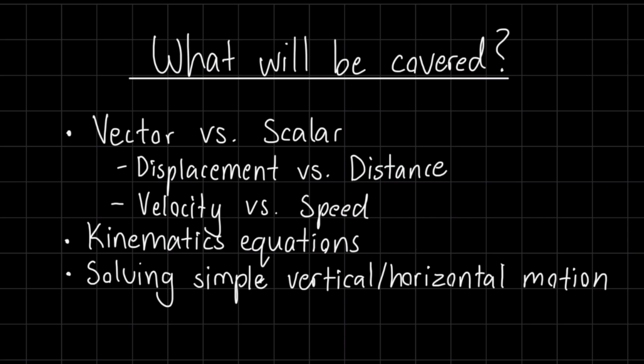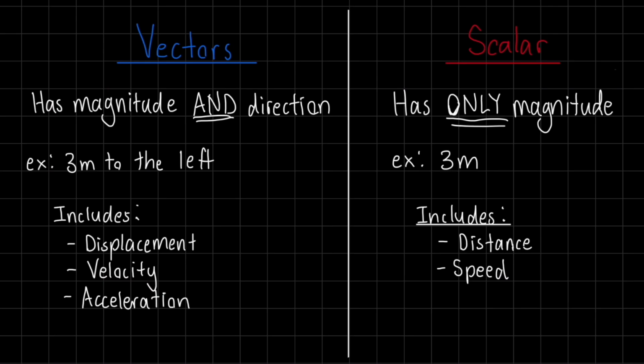Then we'll be going over the actual kinematics equations that are in your formula booklet and what they mean, and then we'll be going over how to solve simple vertical and horizontal motion. So let's first go over the difference between a vector and a scalar.